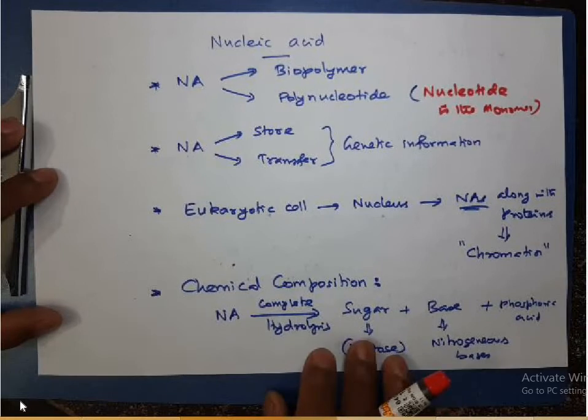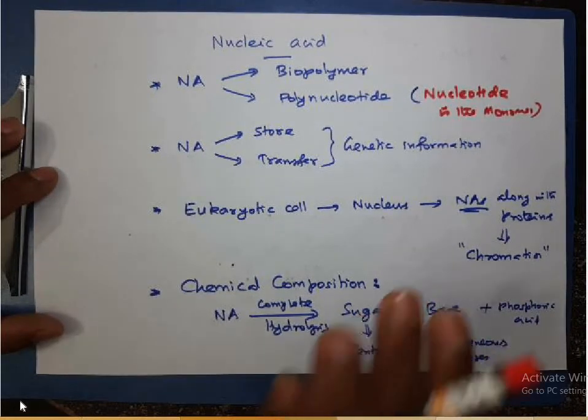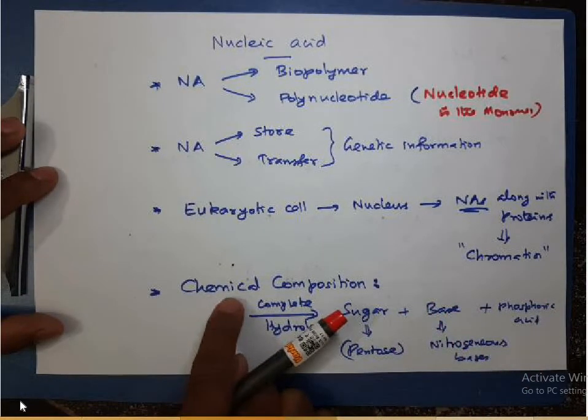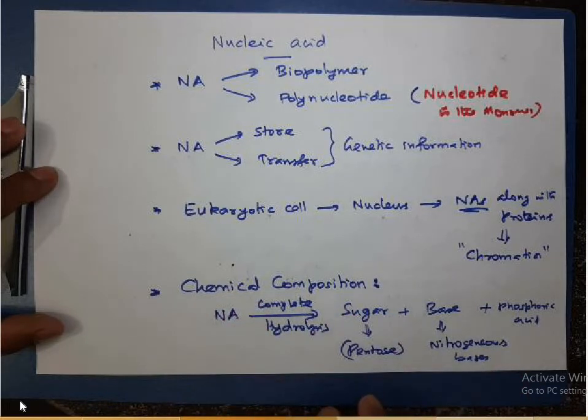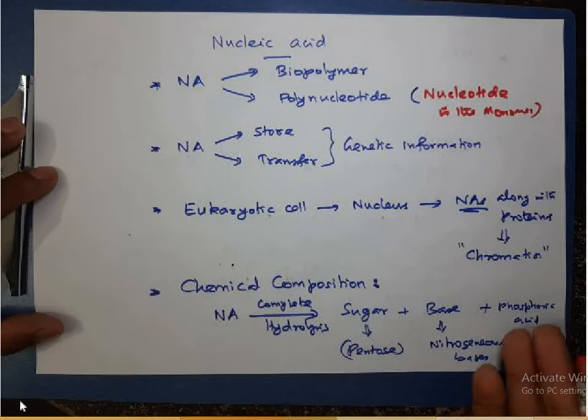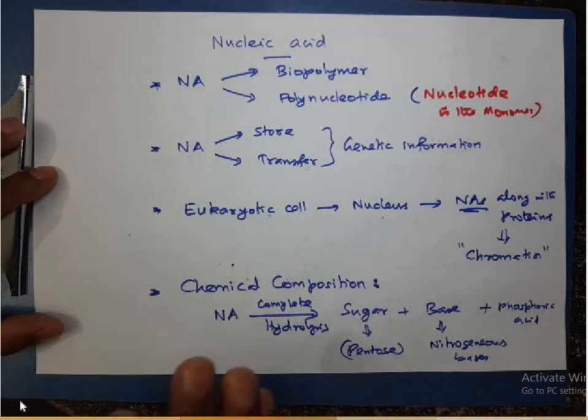Then what we are going to do in chemistry is discuss the chemical composition of nucleic acid. When you take some nucleic acid, it may be RNA or DNA. If you do complete hydrolysis of nucleic acid, we will get sugar plus base plus phosphoric acid. On hydrolysis we will get phosphoric acid. Okay, so keep this in mind.